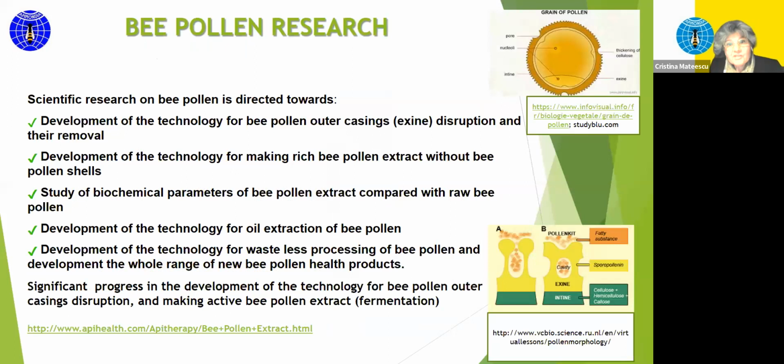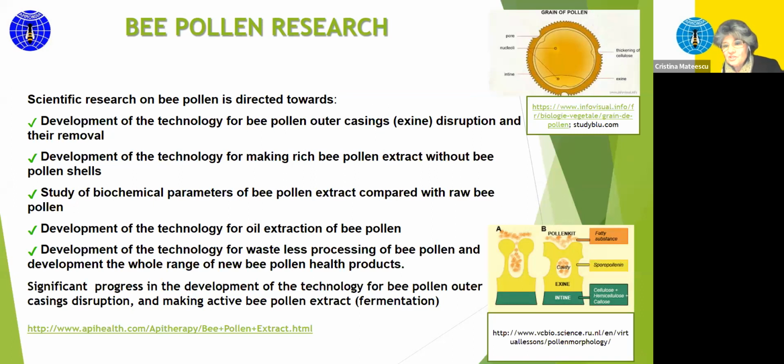The main directions of the research for bee pollen are towards development of new technologies for pollen outer casing disruption and removal of this part of the pollen external wall. Technology for enriching the pollen extracts with such active compounds or other active compounds. Then there are studies on the biochemical parameters compared with raw pollen with the pollen extract.